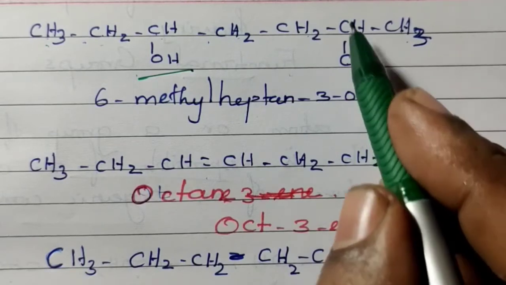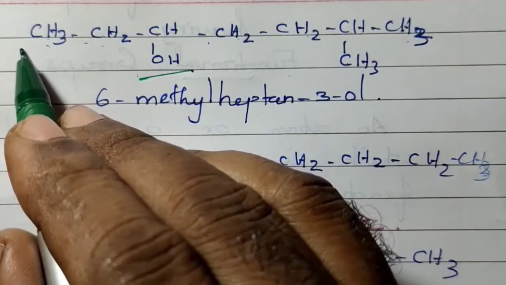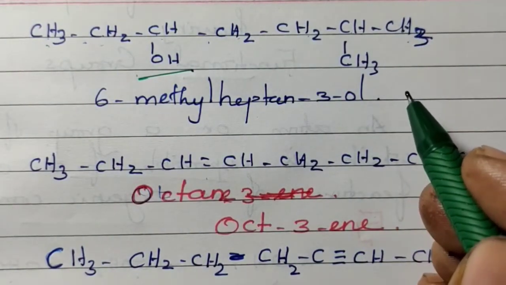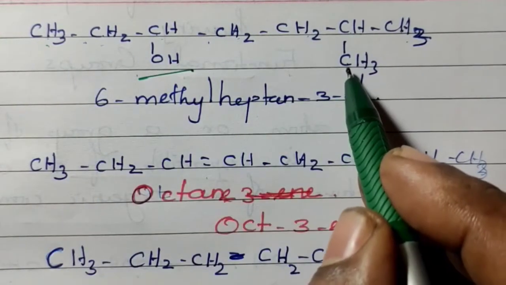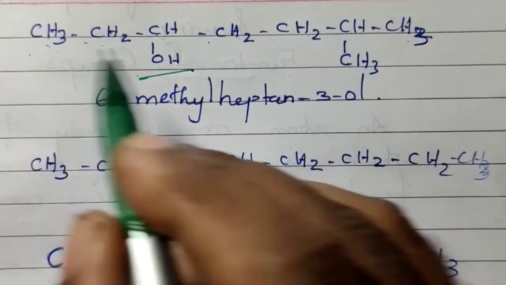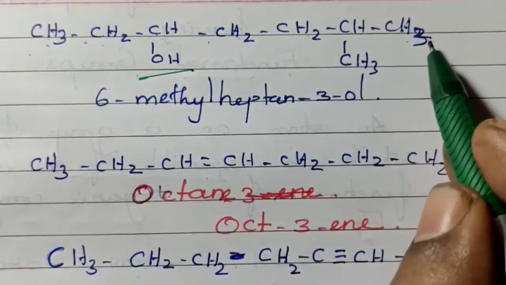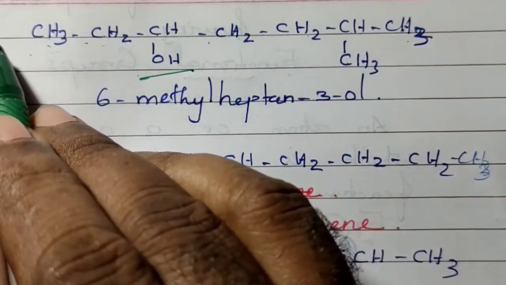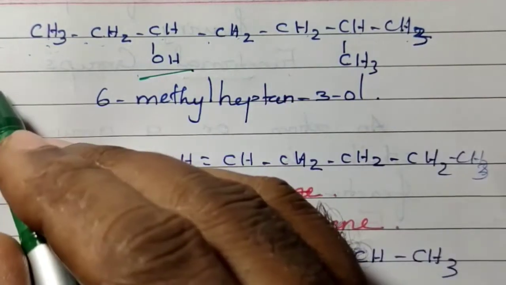So in the next chain, 1, 2, 3, 4, 5, 6, 7. We have two chains having 7 carbon atoms. Which one will you select as the parental chain? If we go this way, it will contain 2 substituents. If you take this one, also 2 substituents. In that case, we have to take the straight chain as the parental chain. So this is the parental chain.